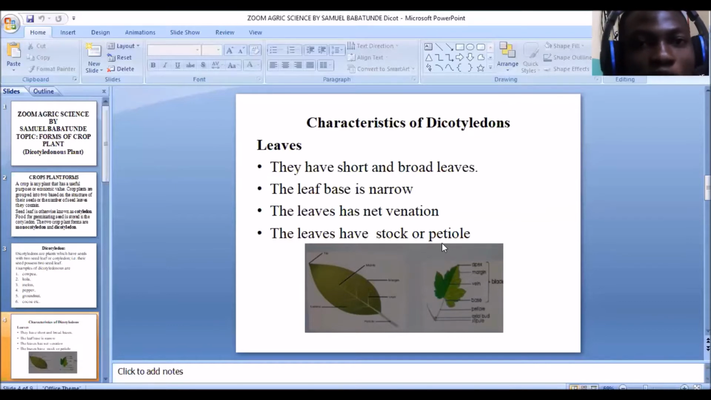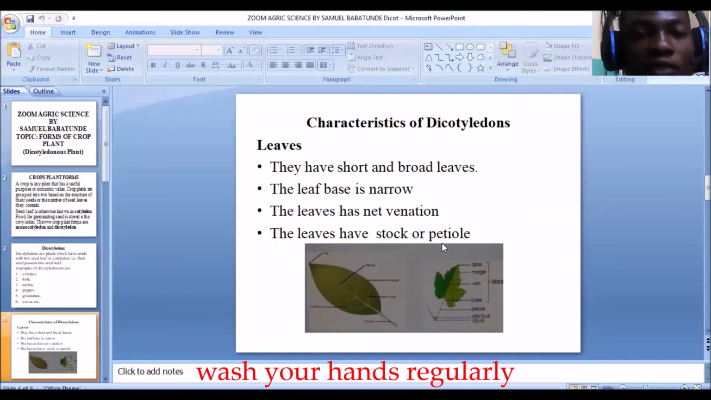And like we know, one of the major important parts of the plant is the leaves. We have to discuss the characteristics of this leaf so that when you see this leaf, you just know that yes, this plant belongs to a dicot plant, so it is not a monocot. Now, what are the characteristics? When you say dicot leaf, the first thing you notice is that they have short and broad leaves.